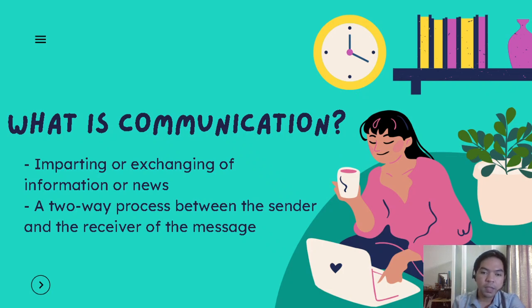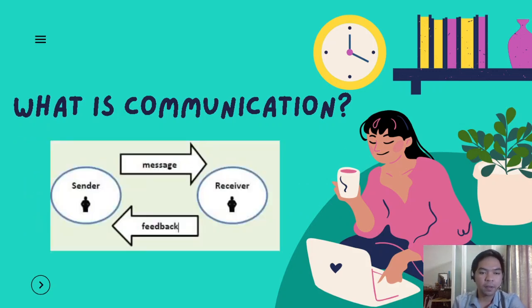So, first, what is communication? Communication, according to dictionary meaning, is imparting or exchanging of information or news. So, a message or sharing of experiences with a friend would already be considered communication. It's a two-way process between the sender and the receiver of the message. For us to visualize that, here's a visual aid. We have the sender on the left side and the receiver on the right side, and as you can see, the sender is sending the receiver a message.